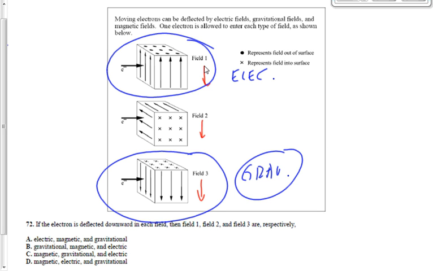Let's assume that it's a magnetic field. We got our thumb going to the right, fingers going into the page. The force would be downward. Sure enough, it agrees with the hand rule, therefore that's got to be the magnetic field. The answer is therefore going to be A, electric, magnetic, and gravitational field.